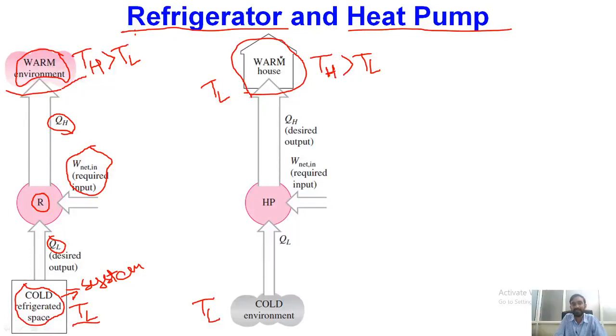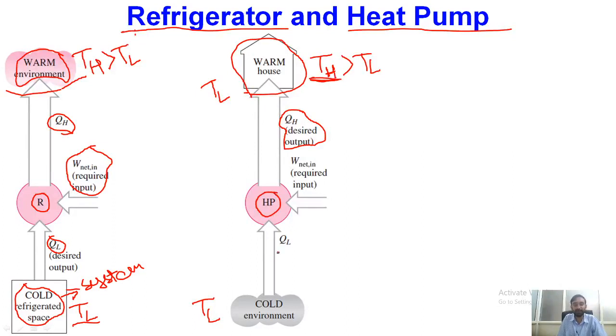So because of that, the temperature inside the house will decrease. However, if we want to maintain the temperature at some desired temperature TH, then the rate at which heat is leaking, we have to supply heat at the same rate into the house. For that, we are adding QH amount of heat into this house, and this is being done with the help of a device which is known as a heat pump.